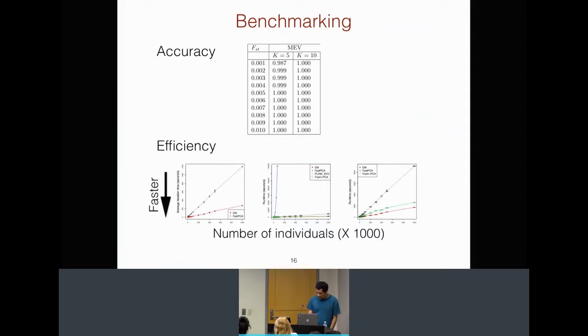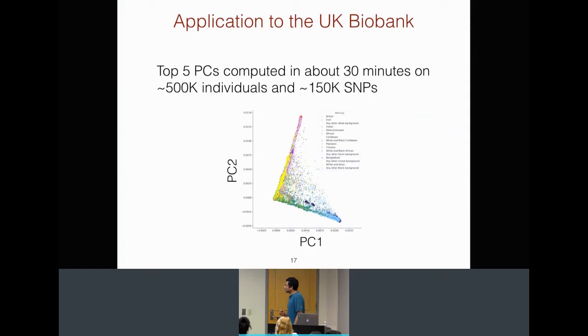Then we applied this to UK Biobank. This is an example run with about 500,000 individuals and 150,000 SNPs. This is not all the SNPs; this is LD pruned, so SNPs that are decorrelated. You can compute the top 5 PCs within about an hour, and the principal components look reasonable. The first principal component is separating African and non-African ancestries. The second principal component is separating out different non-African ancestries.